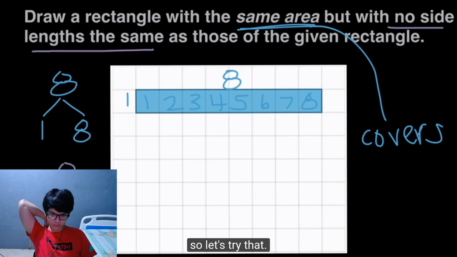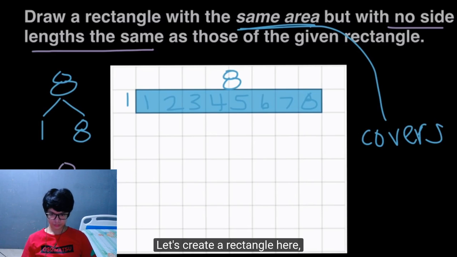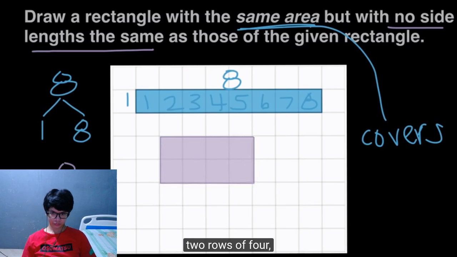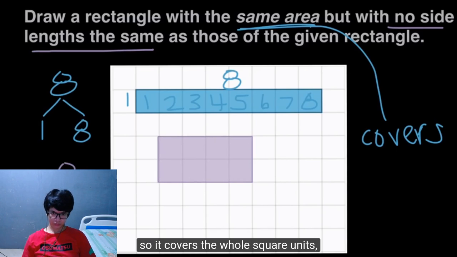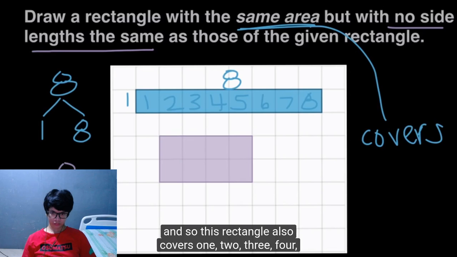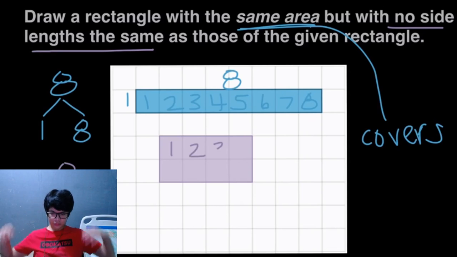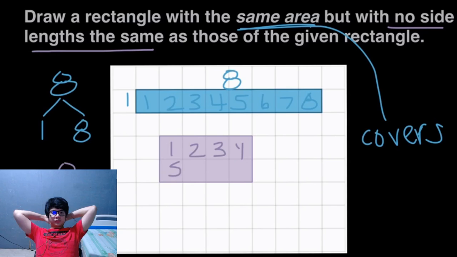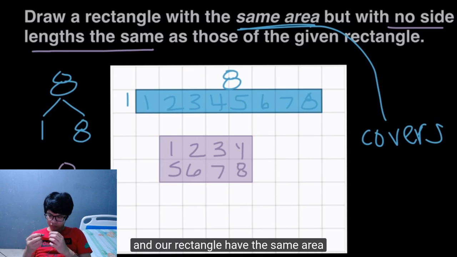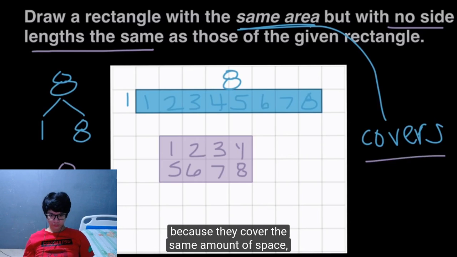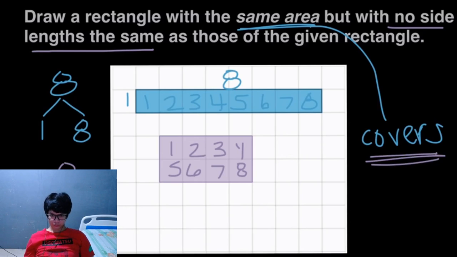So let's try that. Let's create a rectangle here. 2 rows of 4. And we can just spread this out a little bit so it covers the whole square units. And so this rectangle also covers 1, 2, 3, 4, 5, 6, 7, 8 square units. So the given rectangle and our rectangle have the same area because they cover the same amount of space.